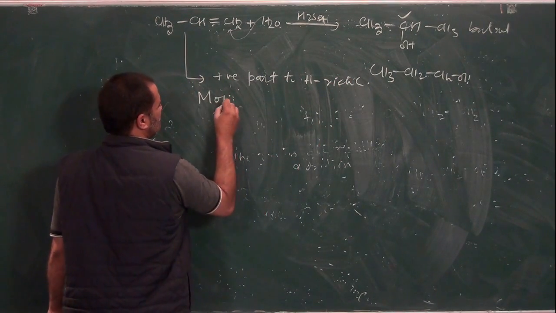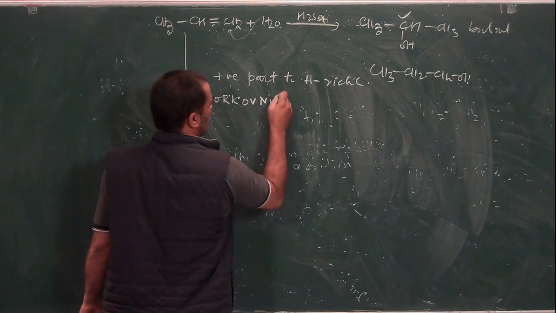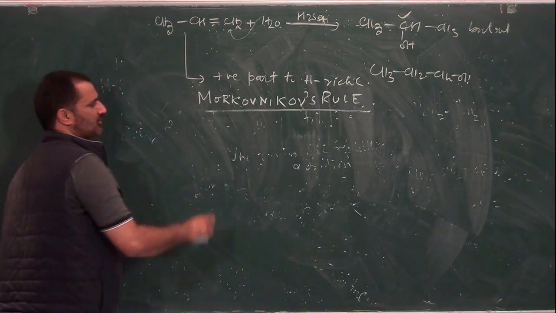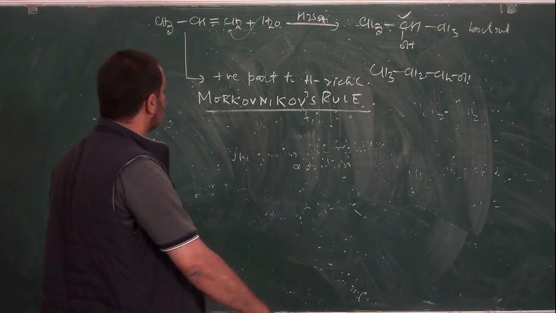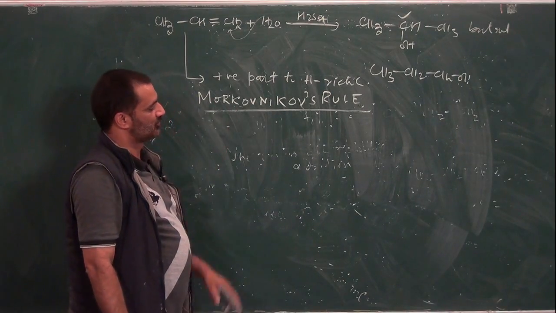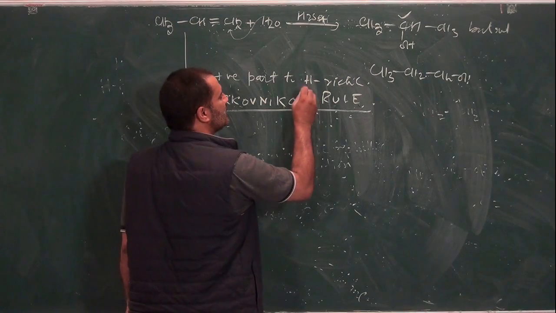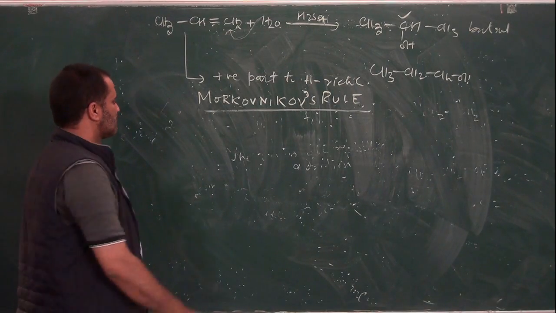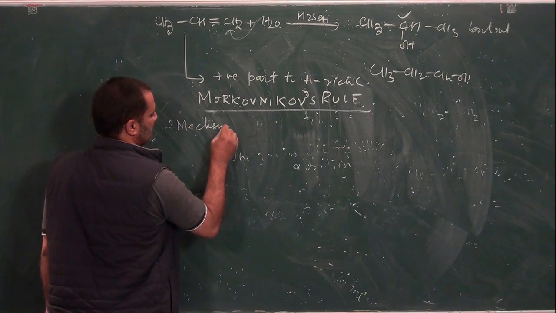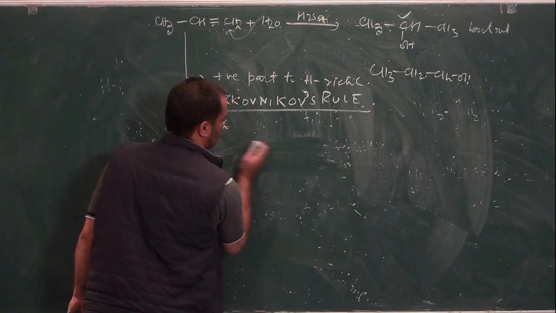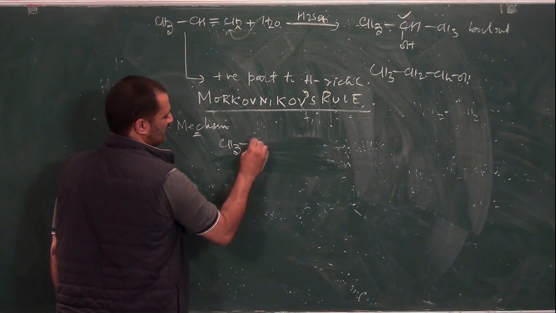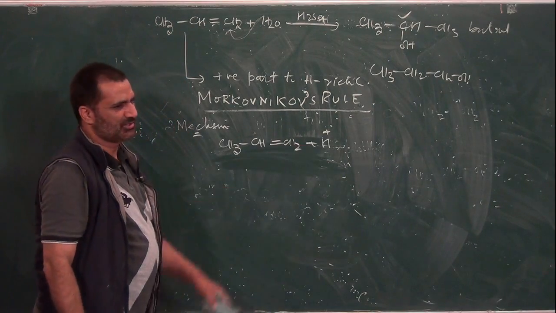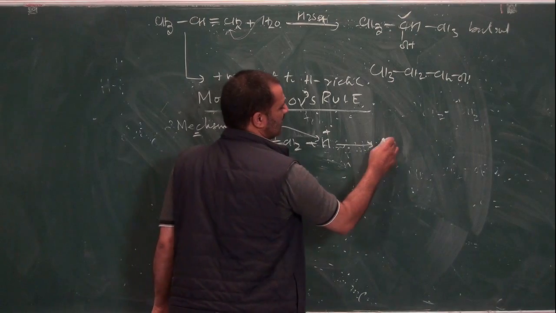That is known as Markovnikov's rule. So this is Markovnikov's rule. Here the positive part goes to the carbon carrying more number of hydrogen atoms. So the mechanism: CH3CH double bond CH2, H positive which comes from H2SO4, cyclic transition state.